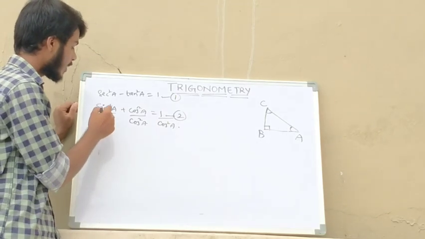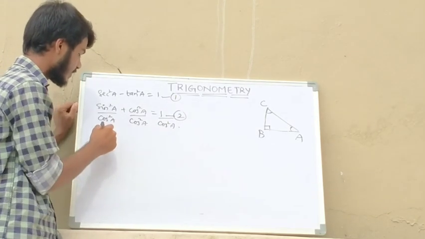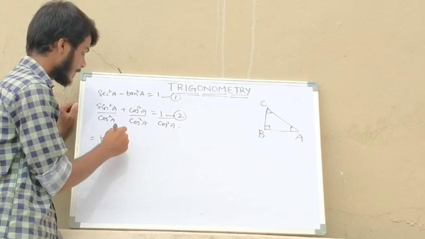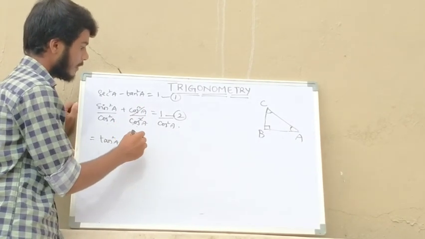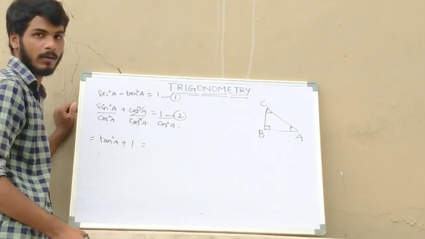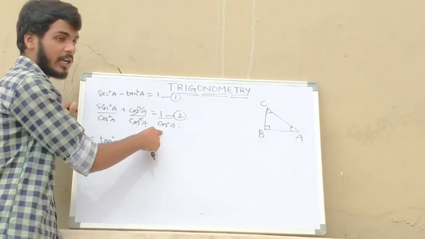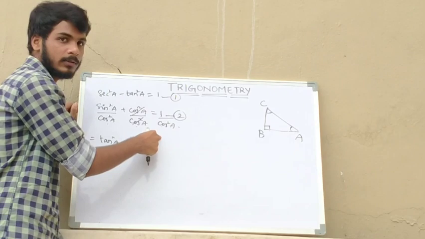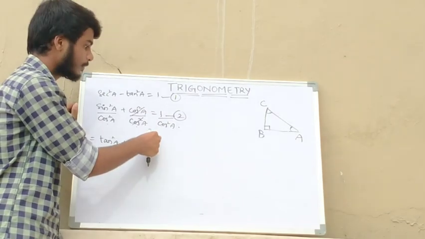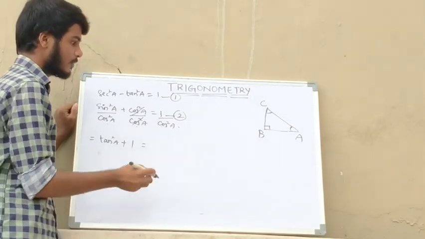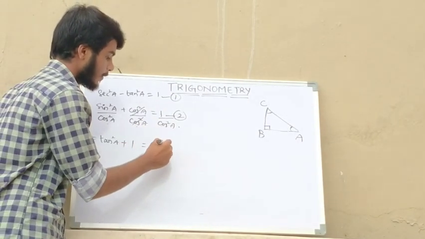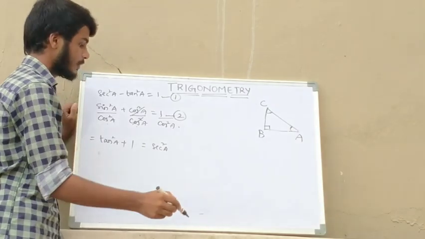It is sin by cos, which is tan, but we have both squares. It is tan square A plus cos square A by cos square A gets cancelled. It is 1 by cos square A. Remember here it is a reciprocal. 1 by cos changes to secant. So 1 by cos is secant A, but if we have square, it is secant square.